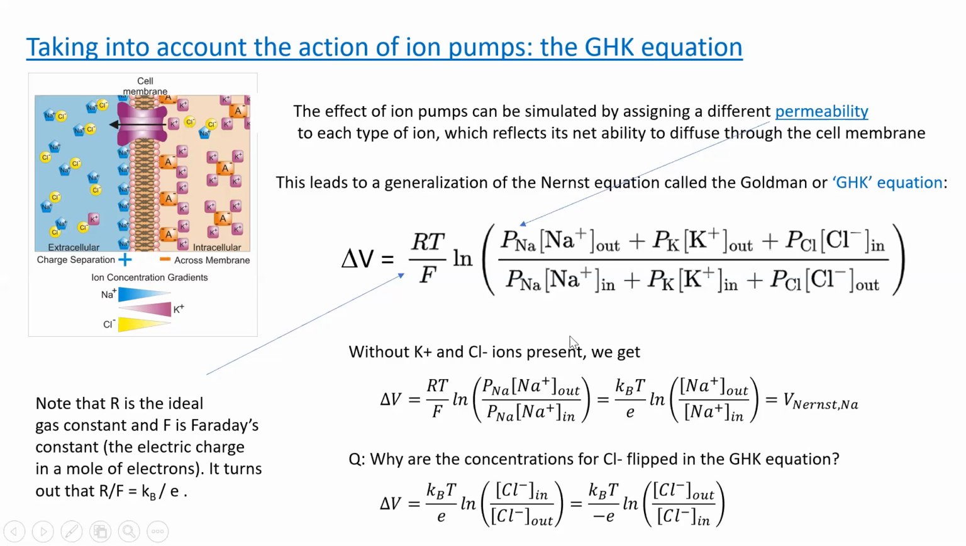Okay, so what have we done? We've reviewed the Nernst potential and the Donnan equilibrium, and reminded ourselves of the limitations of the Donnan equilibrium. We've seen that there are these ion pumps which affect the permeability of different ions, and we've seen a generalization of the Nernst equation, the Goldman equation, or the GHK equation, which takes into account the ion pumps and the differing permeabilities.